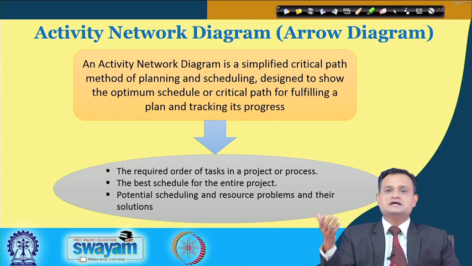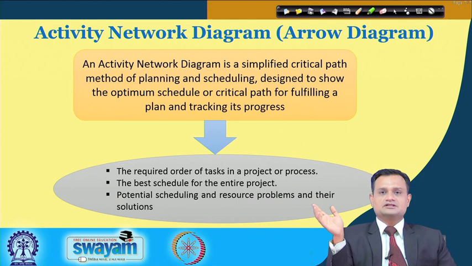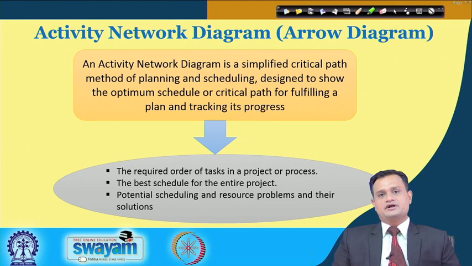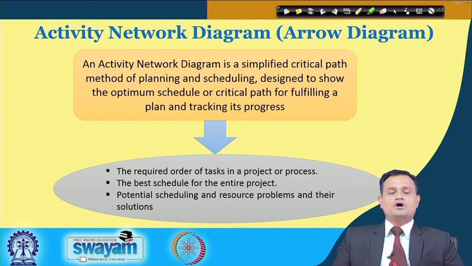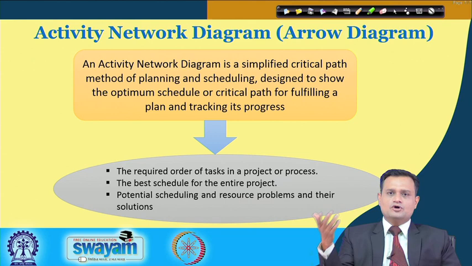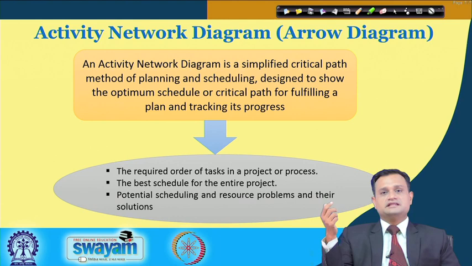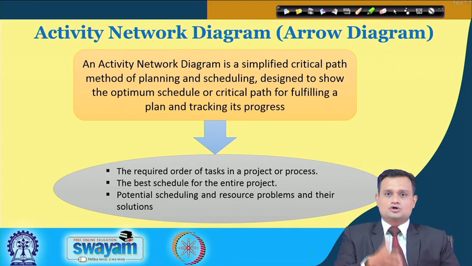Typically an activity network diagram, also called AND, is a simplified critical path method of planning and scheduling designed to show the optimal schedule or critical path for fulfilling a plan and tracking its progress. If you are new to project management, then you need to appreciate the critical path. When we want to schedule a project, the project comprises a set of activities represented in the form of a network, and each activity consumes resources in terms of time and manpower. This network, which depicts the successor predecessor relationship, will have many paths from the initial node, typically called the source node, to the sink node, and the longest path taking the maximum time we call the critical path.